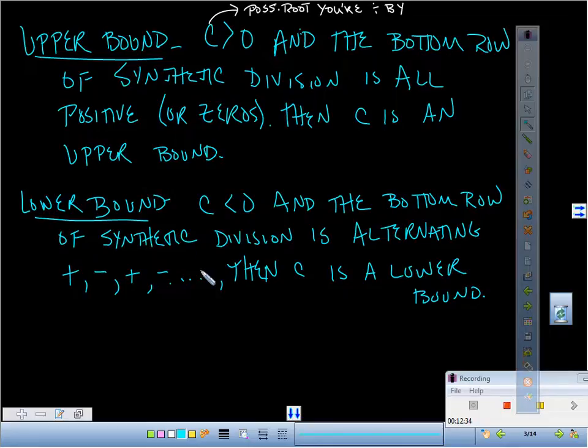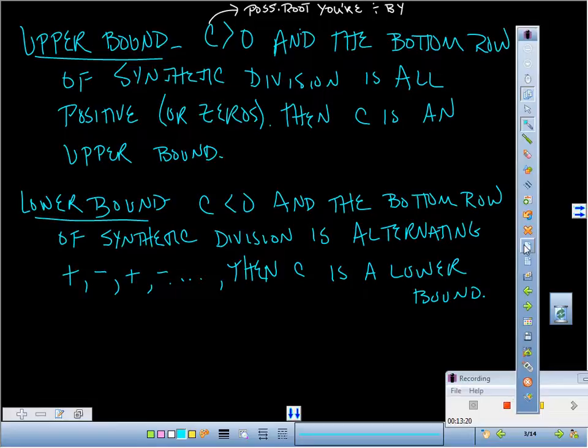And the same thing for a lower bound. If you try a number in your possible rational roots, and the numbers on the bottom of your synthetic division go plus, minus, then you can go, oh man, don't try any numbers lower than that number. They're not going to work. Okay? That's what's called a lower bound.